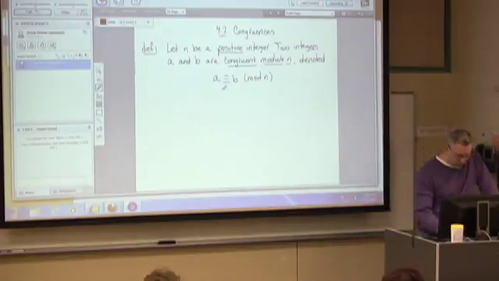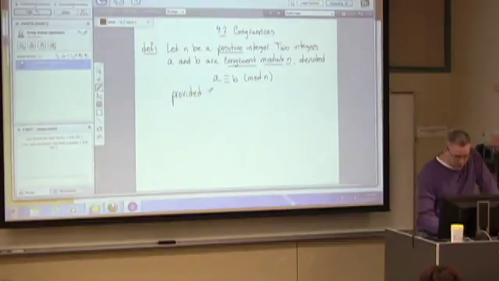And then the definition is very simple: a is congruent to b mod n, provided n divides a minus b. That's it.